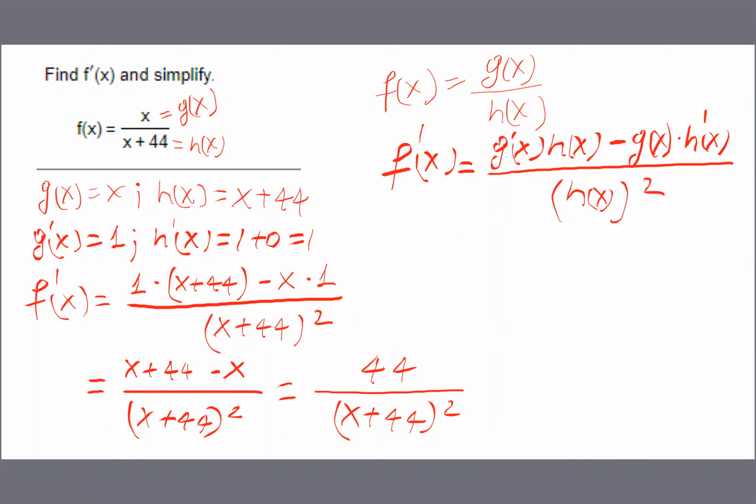So in this problem, we had to use the quotient rule because we have a fraction. We have a numerator over denominator, and the quotient rule is given here on the side.